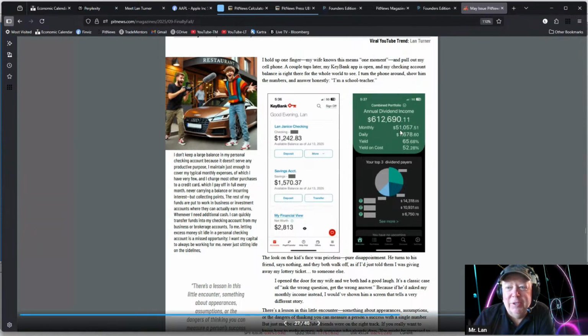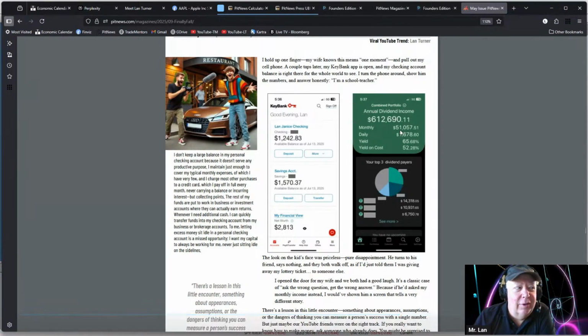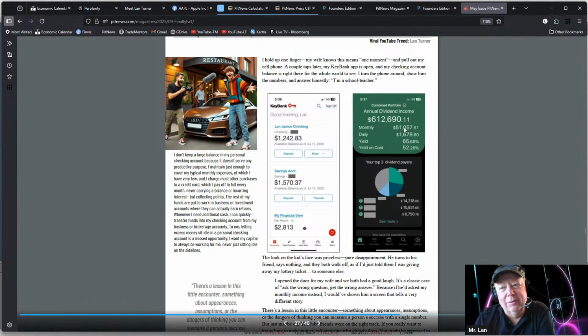Monthly income is $51,000 a month. That's a lot of money to me. Some guys might not think that's very much, but to me, $51,000 a month is a lot of money. $612,000. That's in my dividends for this year.